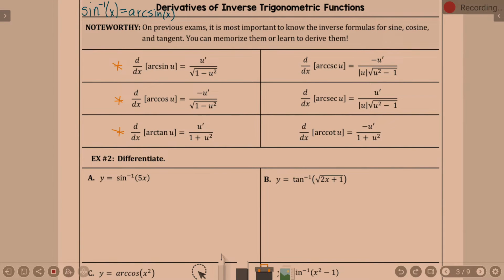Okay, so derivatives of inverse trig functions, we're ready to apply these.